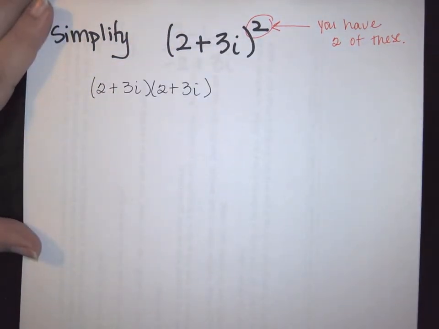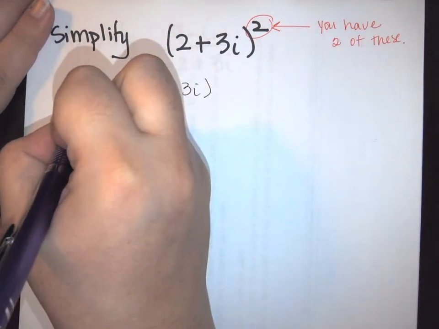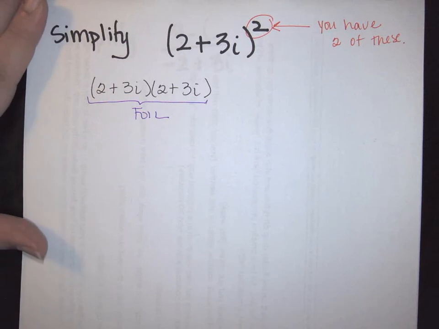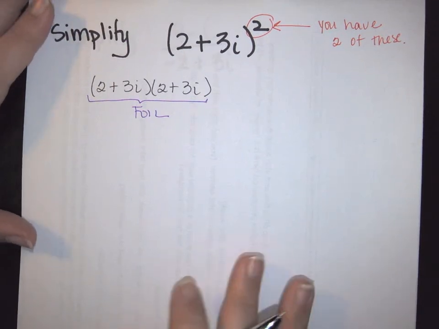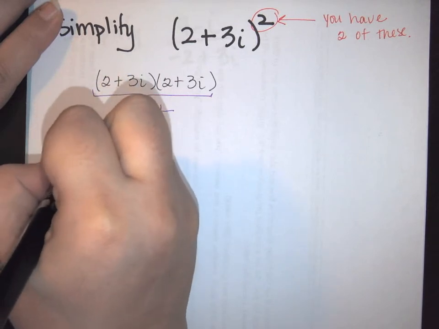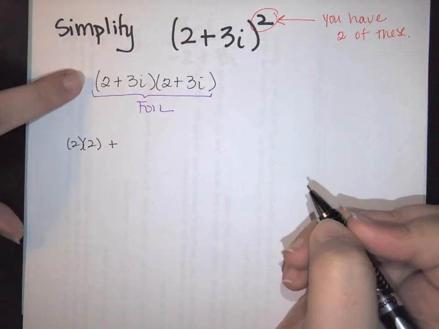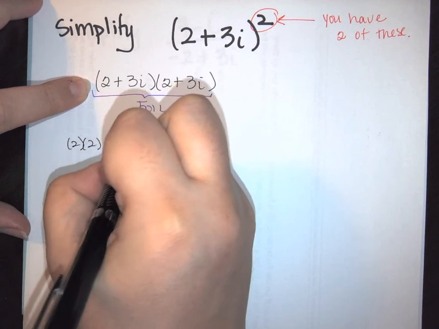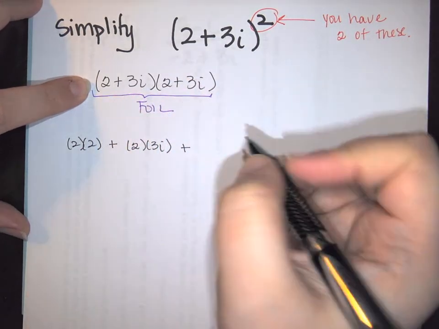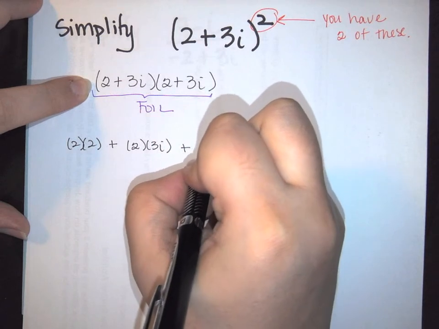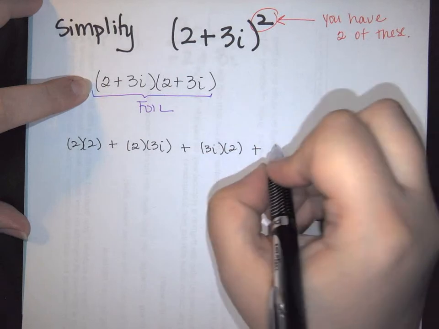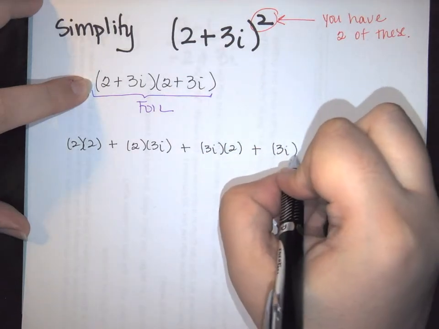Again, we are going to combine these together by FOIL. First, outer, inner, last. So my first terms are going to be 2 times 2. Add it to my outer terms. In this case, it's going to be 2 times a 3i. Add it to my inner terms, and we're going to have 3i times 2. Add it to my last terms, and we have 3i times a 3i.